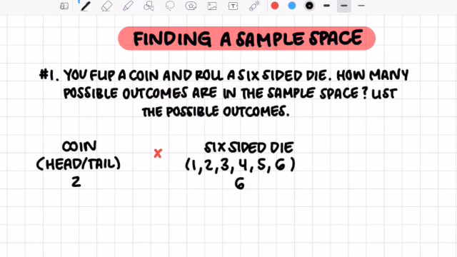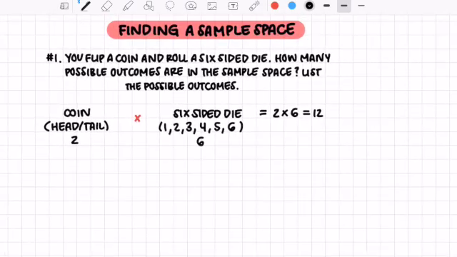So in total, all I'm going to do is take the outcomes of the heads and tails from that coin, and the 6-sided die, and multiply them together. When I do that, I get 2 times 6, which equals 12. So in total, after flipping a coin and rolling a 6-sided die, I have possibly 12 different outcomes that could occur.